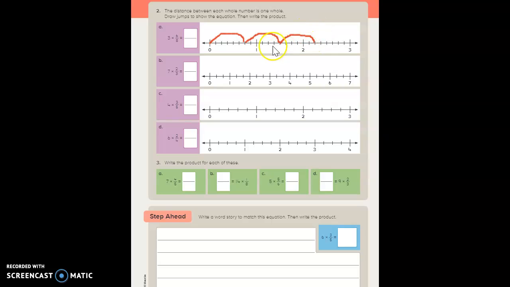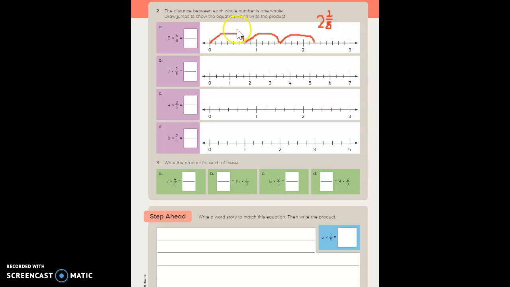Well, I know it's past 1 whole and it's past 2 wholes. In fact, it lands on this mark right here, which represents 2 out of 8. So I know it's equal to 2 wholes and then 2 more little pieces out of 8.